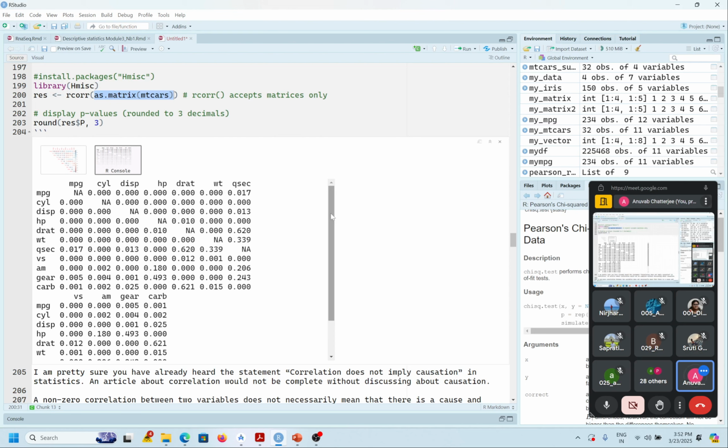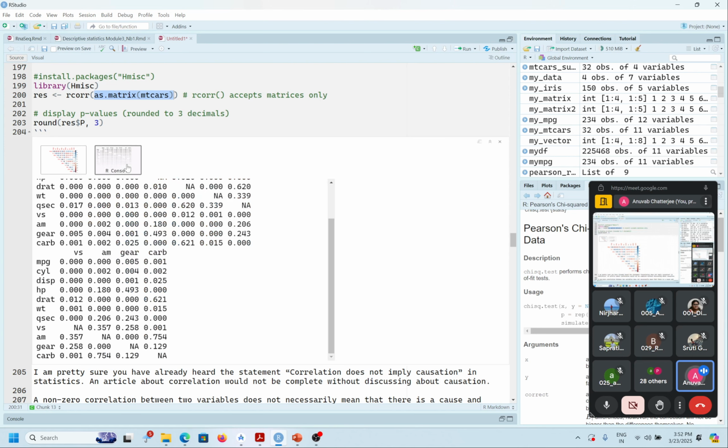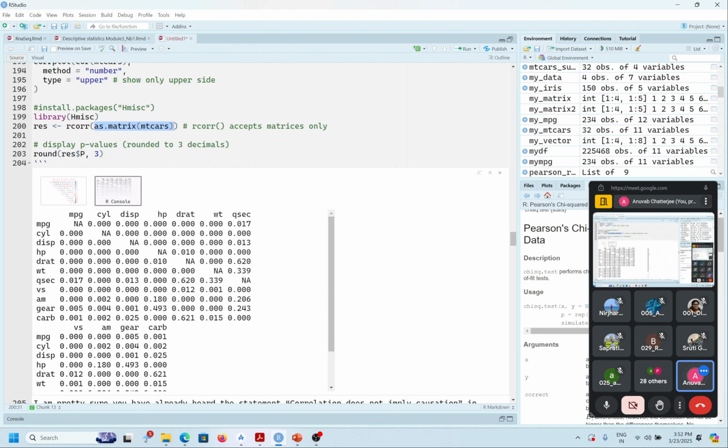For all of them, you first look at the coefficient and say yes, mileage actually is negatively correlated highly with cylinders. Then you go here and find mileage and cylinders. You see the p-value is very, very significant. So that tells you that yes, the correlation is negative as well as the p-value is significant. So it is actually negatively correlated.